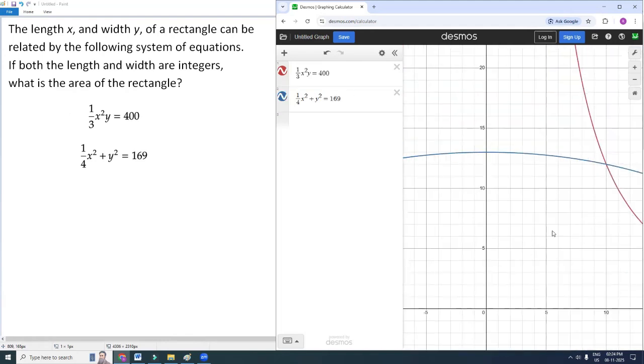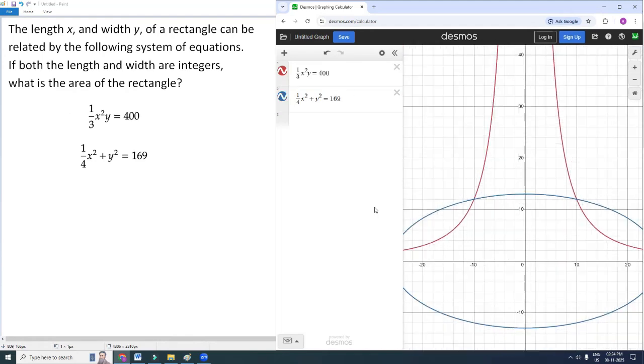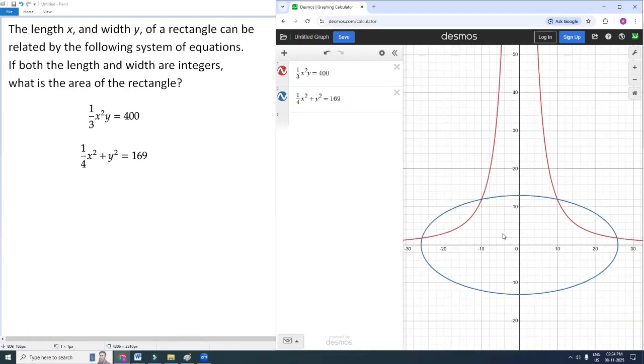Okay, here I got the graphs of the given two equations. Now, to get the values of x and y in the given two equations, we have to consider the points of intersection of the two graphs. Here we have a point of intersection. Here we have a point of intersection. Here we have 4 points of intersection.